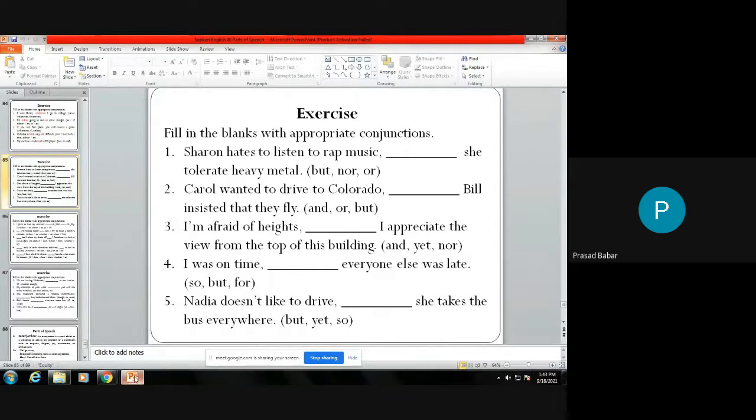The three options that we have to select from are: and, yet, nor. So what would be the correct option? I'm afraid of heights, dash dash, I appreciate the view from the top of this building. Tell me what would be the correct one? Yet. Correct. So yet is the correct option. I am afraid of heights.